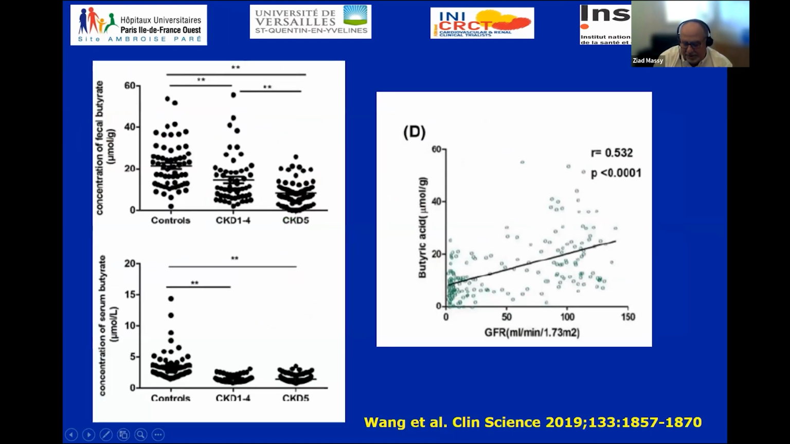What is the situation of butyrate in our patients? There are conflicting data, and one of them is a study I show you coming from China, showing that fecal butyrate decreases with the progression of CKD, and so does serum butyrate. And this was well correlated with GFR, low butyrate. We may need more data to show that, but it seems that butyrate is in a situation of deficiency in our CKD patients.